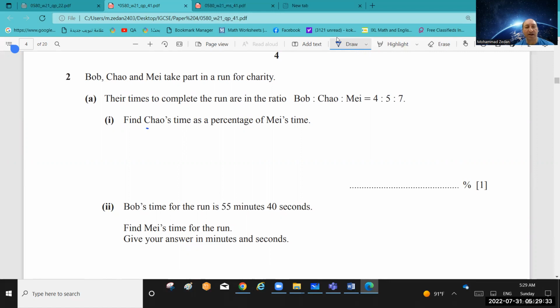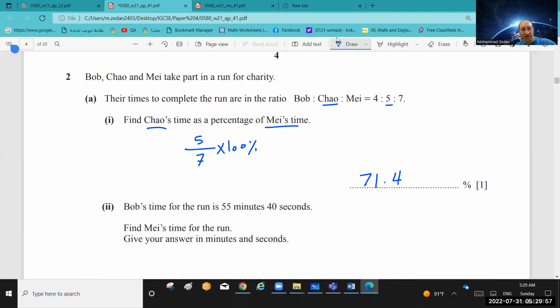It's very easy. To find a number as a percentage of another number, you start with the number of Chow. The Chow here is a part of the ratio, 5, over the portion of May, which is 7. So 5 over 7 multiplied by 100%, you get the answer. Okay. So 5 over 7 times 100 is about 71.4%.